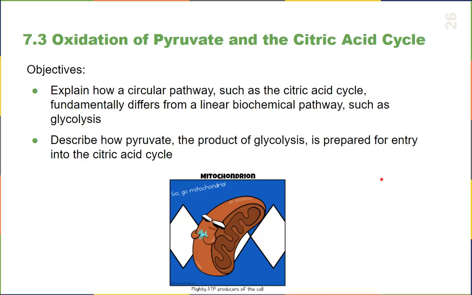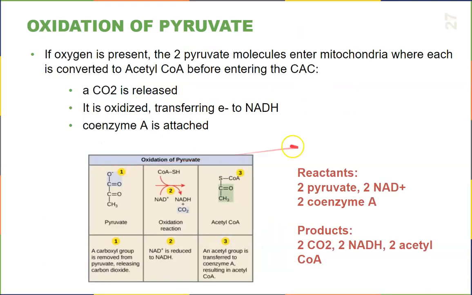7.3, we will talk about the oxidation of pyruvate in the citric acid cycle. So in other terms, we'll talk about the creation of acetyl-CoA and the Krebs cycle. Okay, so these cycles have different terms depending on who you talk to. So we're going to talk about how the citric acid cycle is a circular pathway, which is very strange in terms of living things. And we will talk about how pyruvate is going to be prepared for the citric acid cycle and why it's important.